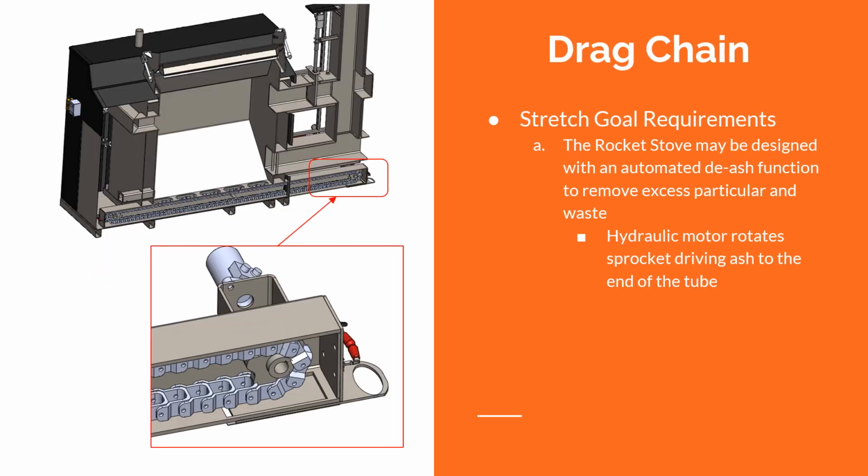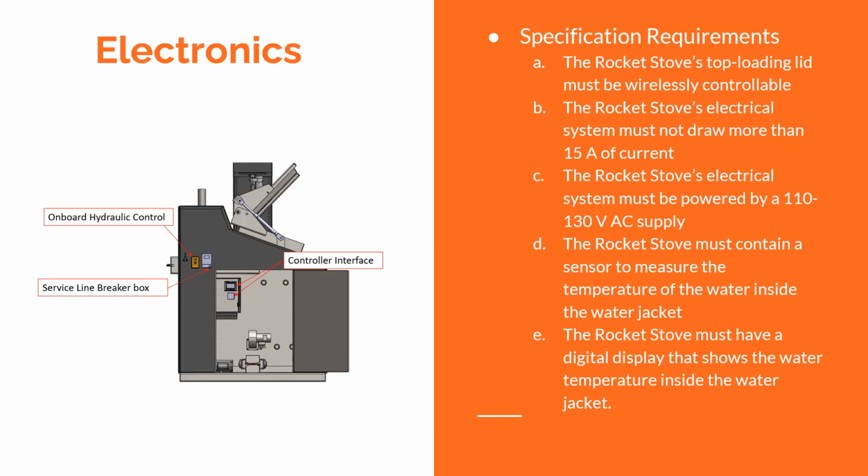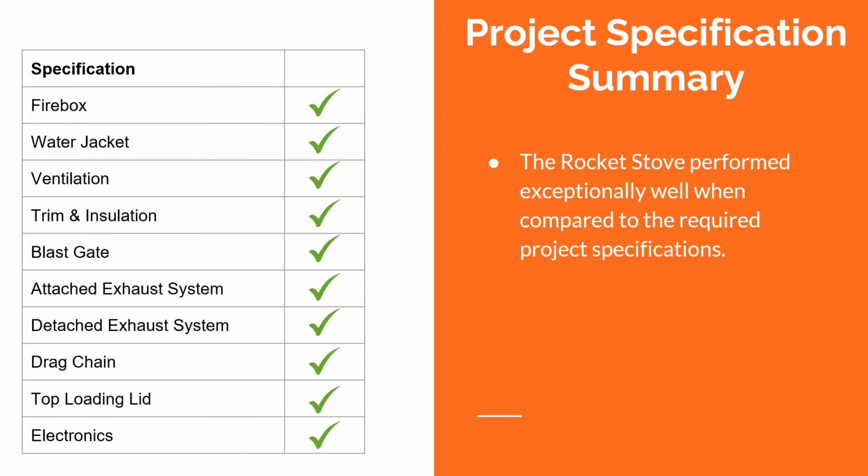To remove the waste and other nails or biomass, we have a drag chain that is hydraulically controlled, so it will drag along the floor, pulling all the ash out of the system. Some electronics on board, we do have hydraulics involved, so the lid will open up automatically with a remote, as well as is compatible with a cell phone, so you can control the boiler temperature or other design features with your phone via Wi-Fi. Some specifications: we did meet all the specifications tasked by our sponsor.